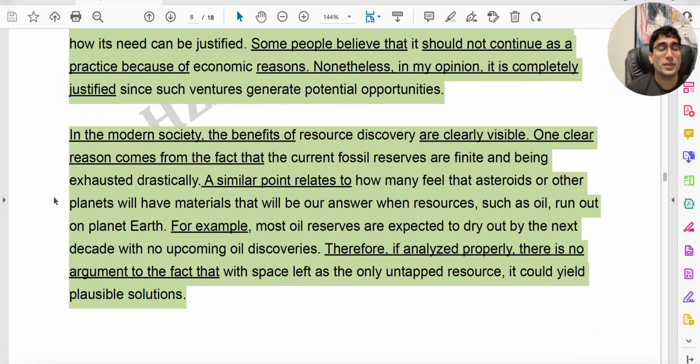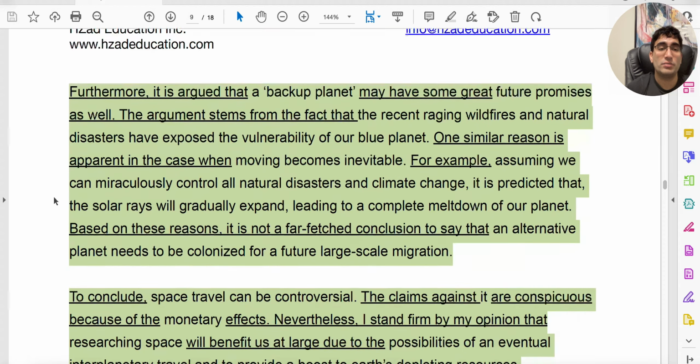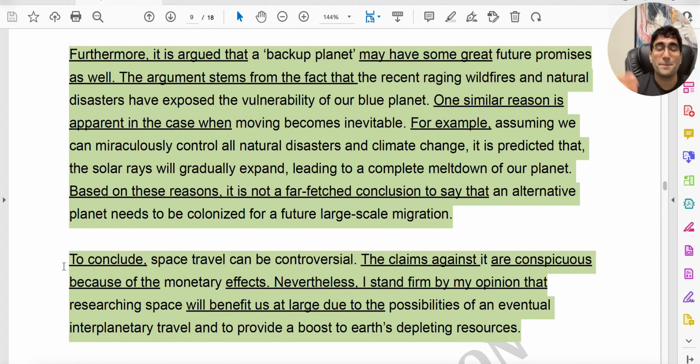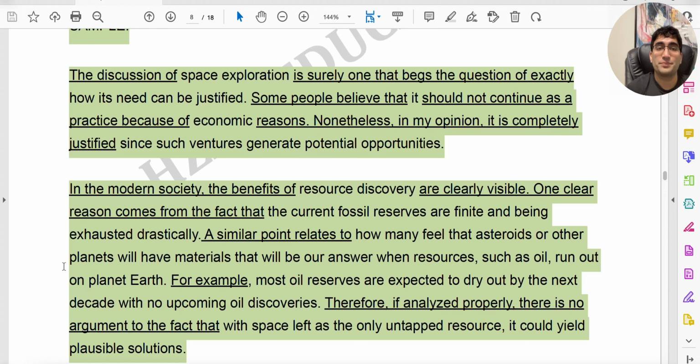Body 1, you talk about one point in detail. Body 2, talk about the other point in detail, and your conclusion, where you repeat the opinion, basically paraphrase it, but in different words. So you paraphrase the opinion there.